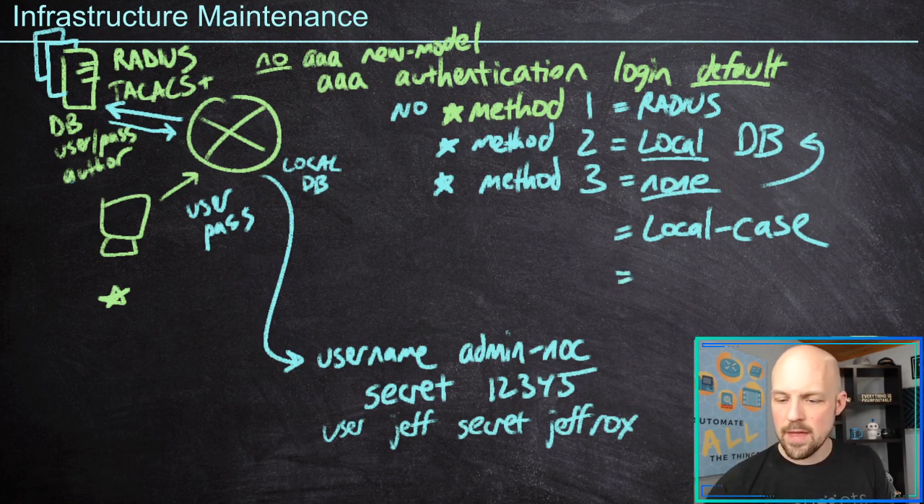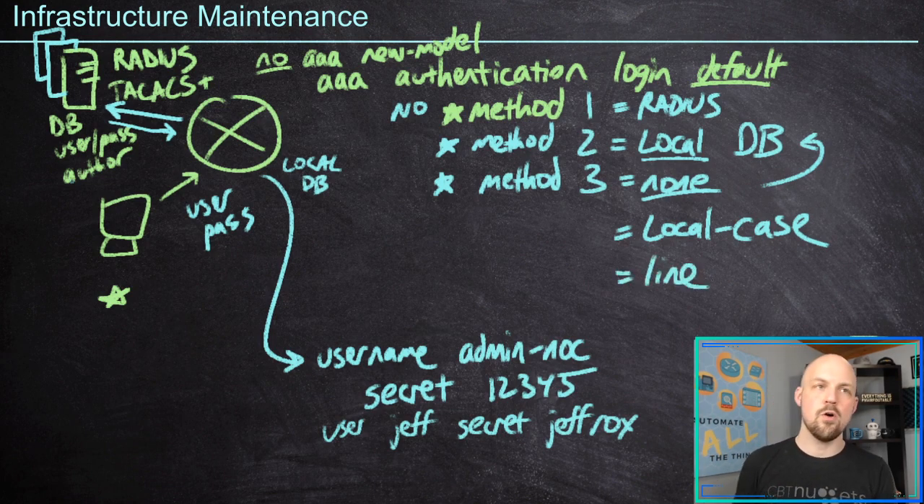And the last one that we should be aware of is line. So you can still put a password on your lines, like line VTY 0 to 4 or 0 to 15 or any of those. We'll do that here in a little bit and take a look at it. That way, if I try to connect via SSH, it'll ask me for that line password instead of any of the local ones.